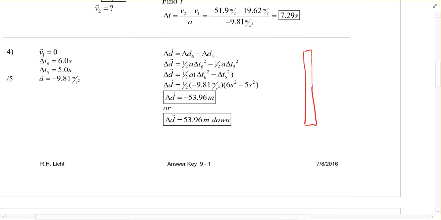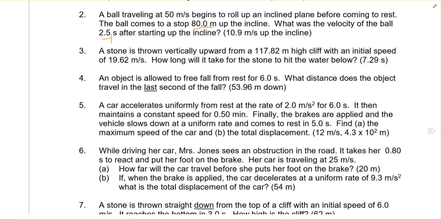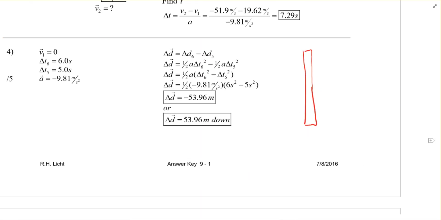Okay, number 4 you might have found a little bit tricky. Number 4 says an object is allowed to free fall from rest for 6 seconds. What distance does the object travel in the last second of the fall? So if this is like a meter stick or something, I've kind of drawn here, and let's say we drop an object. It's going to drop, but remember, since it's accelerating downward, it's not going to cover very much distance to begin with, but then it's going to cover more and more distance quicker and quicker as it goes down, right?